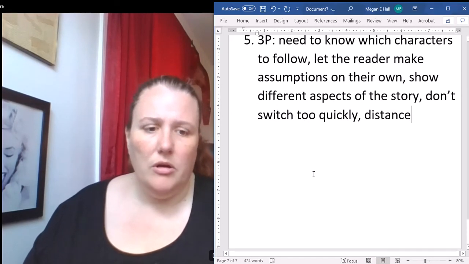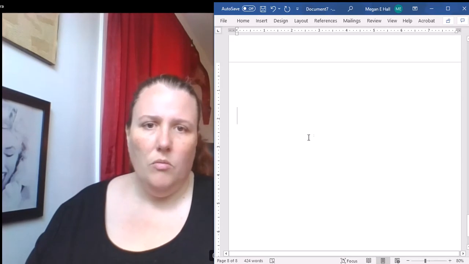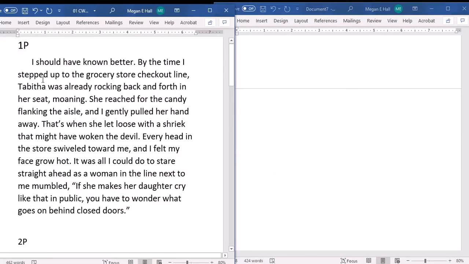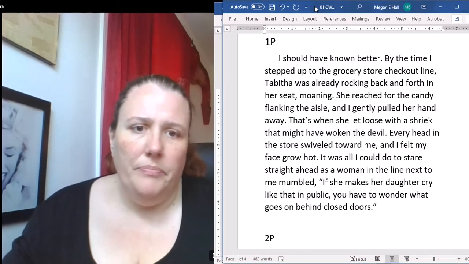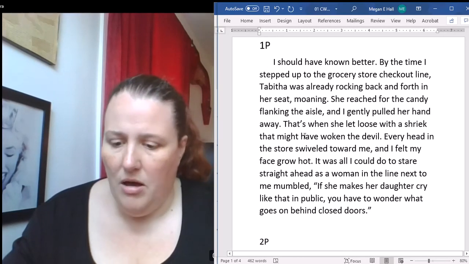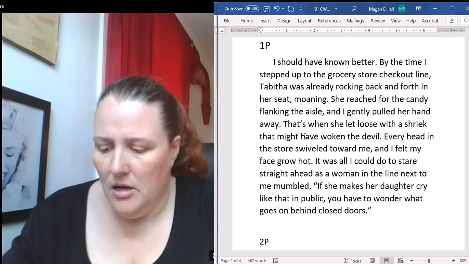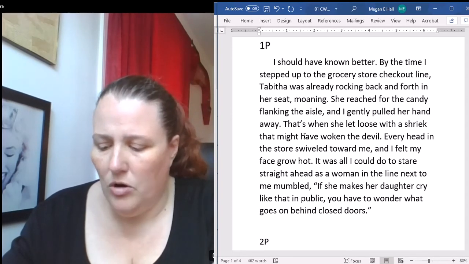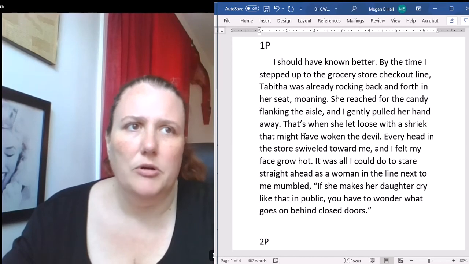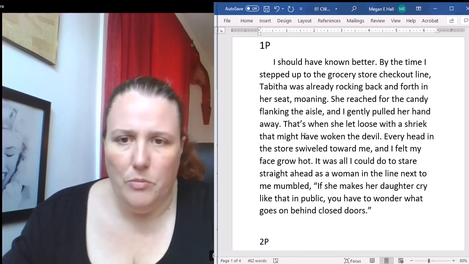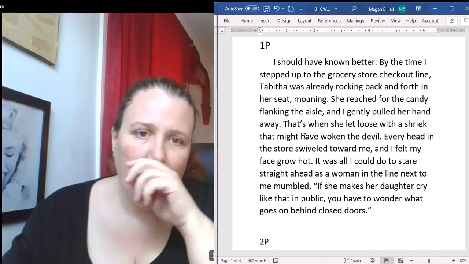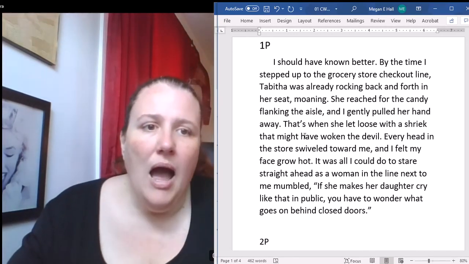So let's take a look at one of the few things that I've written ahead of time, but not much ahead of time. I tried to find a book that has sections of second person. I don't remember the name, but it's about a woman who has a child with special needs, and there's a scene where her child breaks down in a grocery store, told from second person. At the beginning of each chapter, she has these bits of second person narration. I wanted to find it for you, but I couldn't. So I instead wrote a scene of a mom in a grocery store with a toddler who's having a little bit of a meltdown. So here is first person. I should have known better.